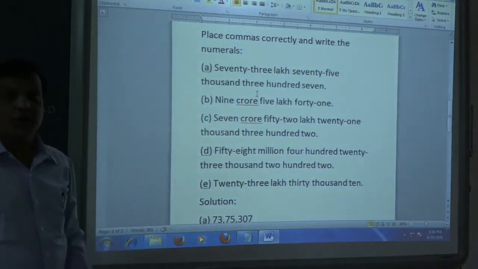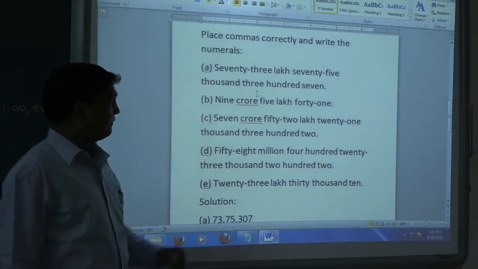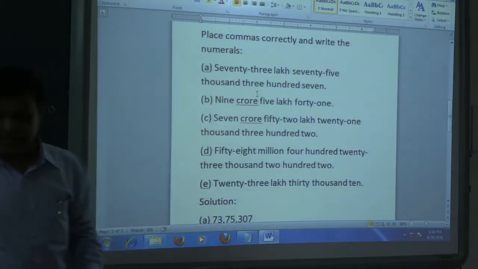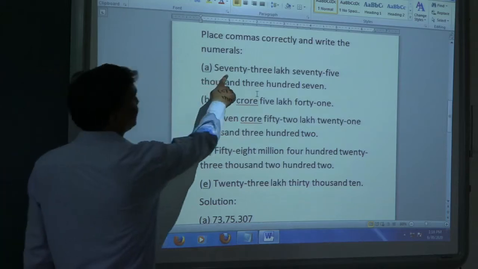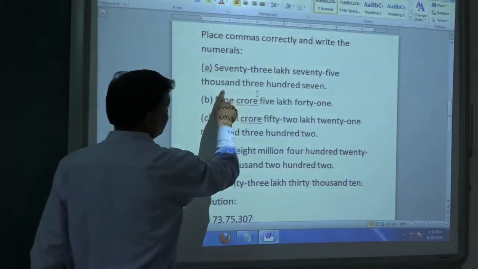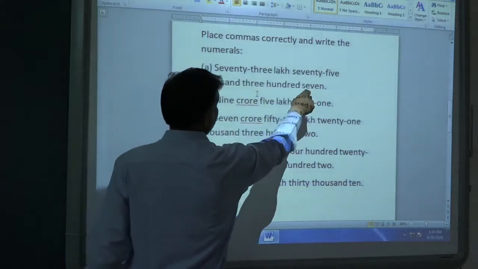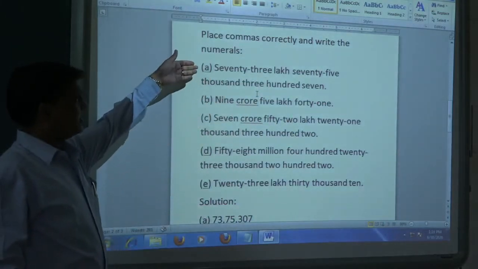Now here the second question is: place commas correctly and write the numerals. Here the number name is given, and you have to write it in numbers. So, what is the first question? 73 lakhs.